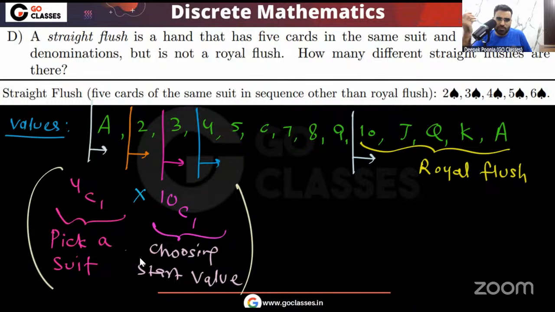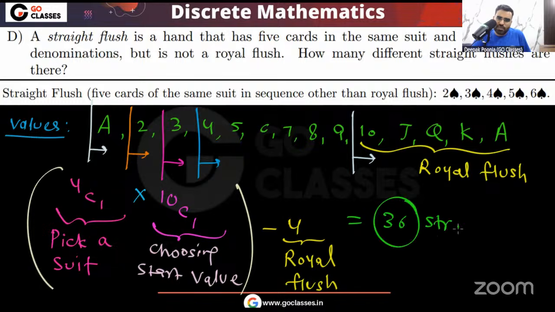So you can see, from this value I will remove 4, and this 4 I am removing for the royal flush. I hope you understood. So you can see, finally I will get 4 into 10 minus 4, that is 36. This is the number of straight flushes.